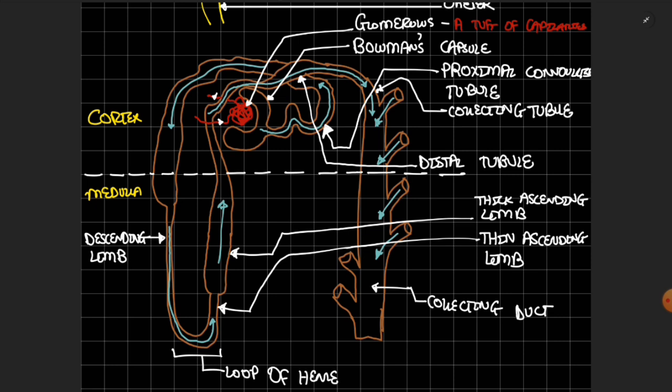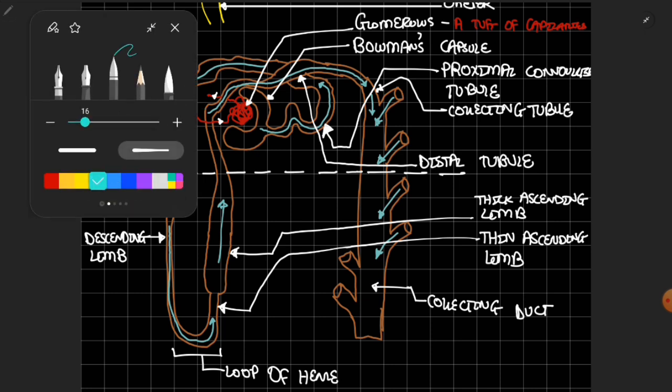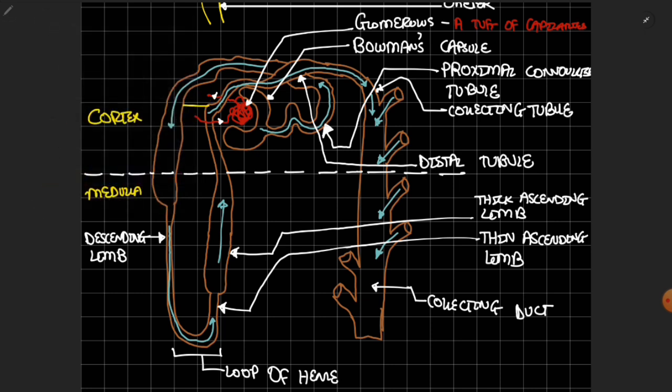Now, what extra structure can we see here? Why have I chosen this diagram from Guyton? This structure shows the macula densa. So this extra structure, basically this one. I will use a bright color, I will use yellow. So this structure is basically the macula densa.